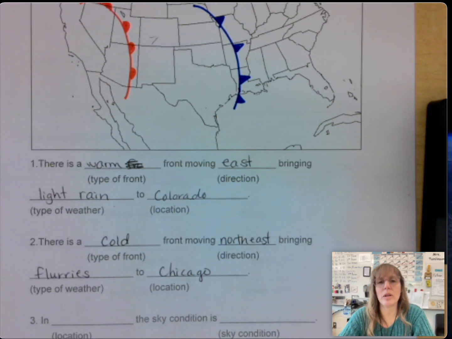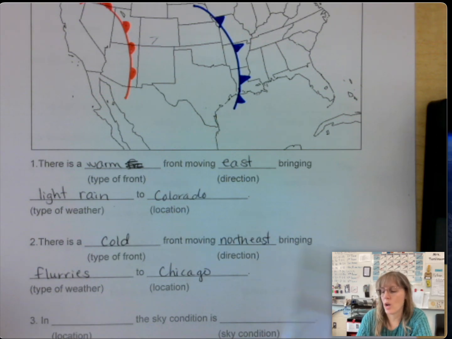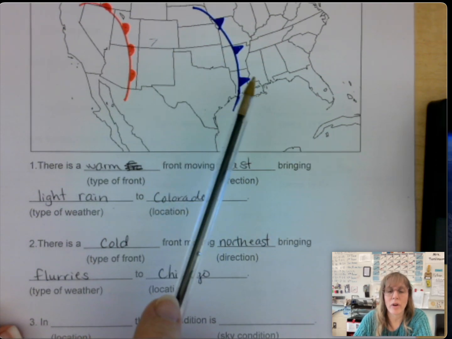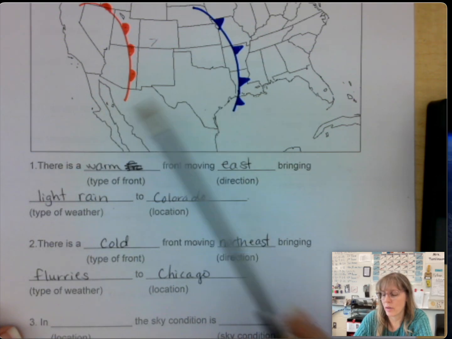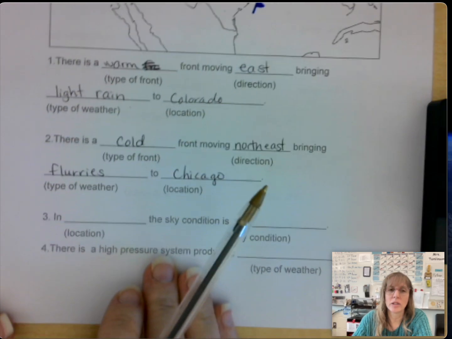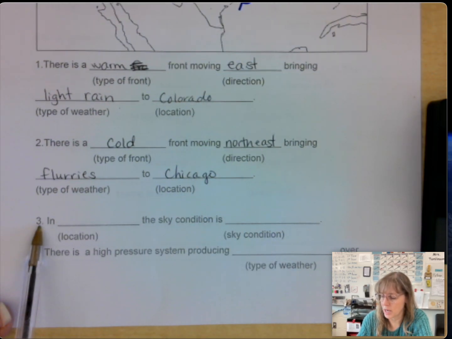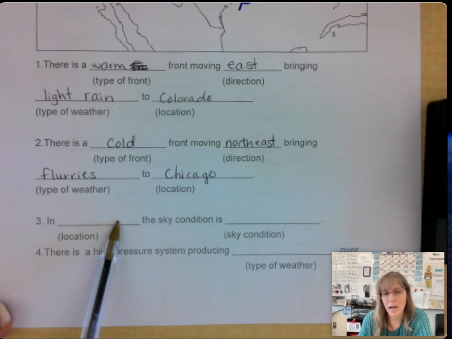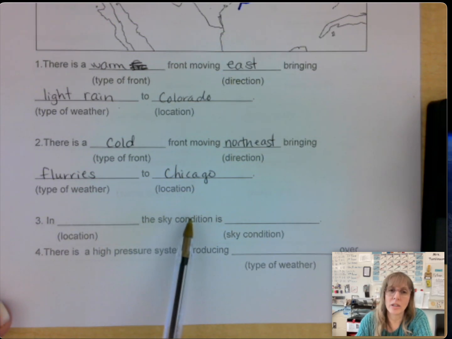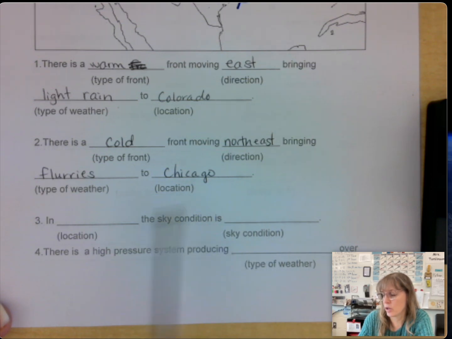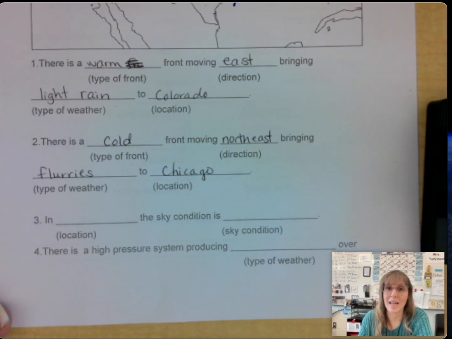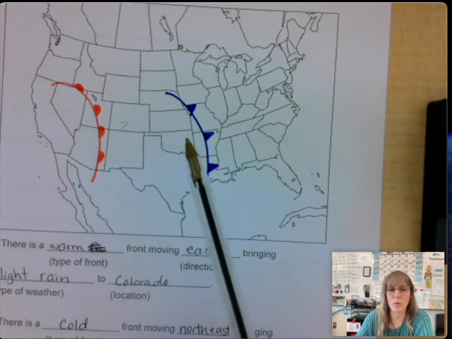It doesn't matter if you use a state or a city, just so long as you have a location and you can prove to me you know what direction a front is moving, and you can prove to me that you know what kind of weather that front is bringing. So then you're going to do the same thing for number 3. Now, you're going to have to choose where you're going to look. Look at some map online and choose the sky condition, whether it's partly cloudy, maybe it's raining, maybe it's completely cloudy. And you're just going to pick the location and tell me what the sky condition is anywhere on the map. And then you draw it on your map, right?